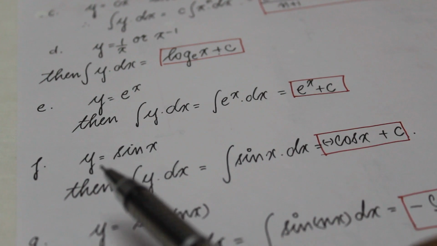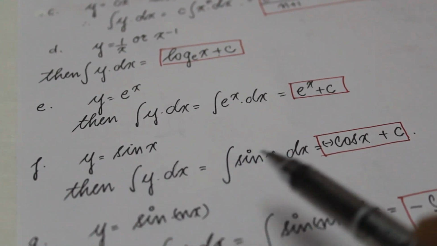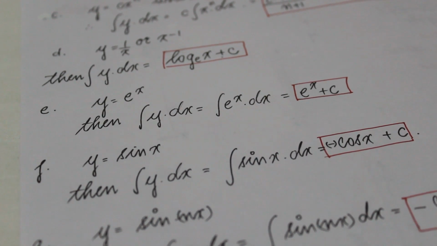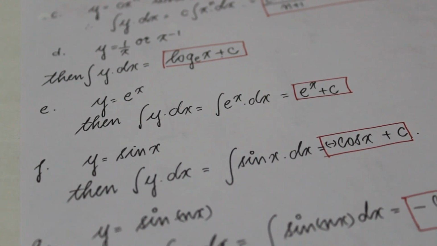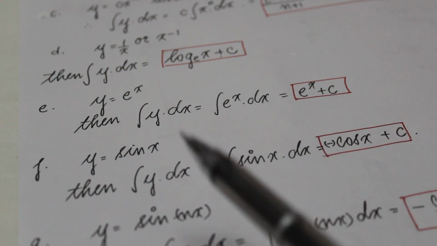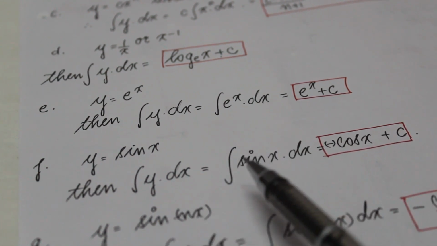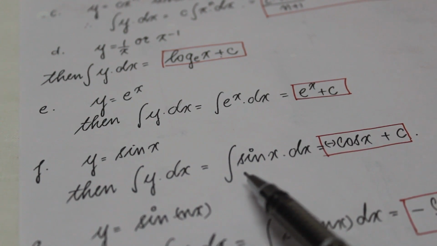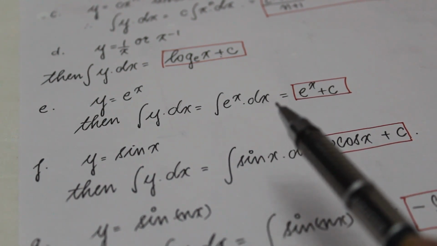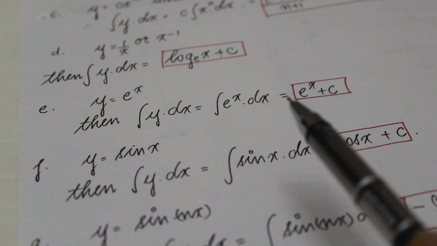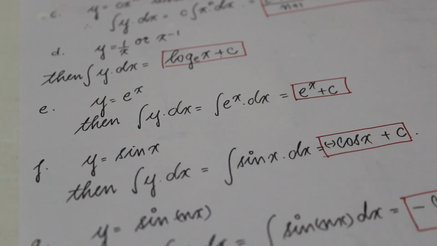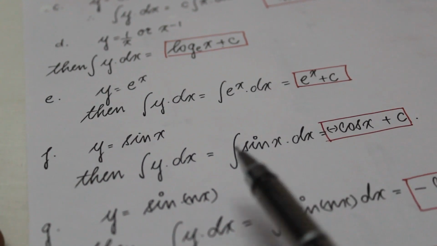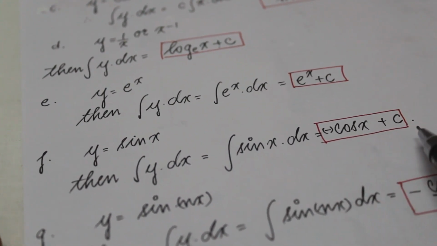Moving on, y is equal to sin x, and what will be the integration? See, as we have discussed, integration is the opposite of differentiation, so we'll use this fundamental over here. What will be the integration of sin x? As you know, differentiation of cos x is minus sin x. So if we integrate sin x, we'll get the reverse, cos x, and the minus sign will be there. So integration of sin x is equal to minus cos x.